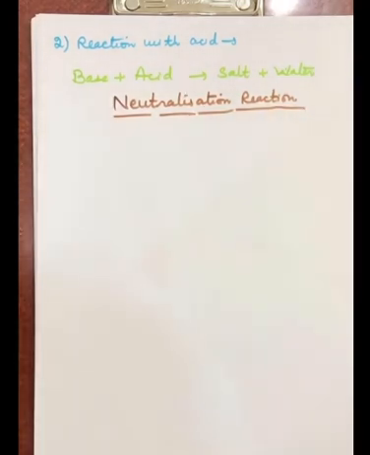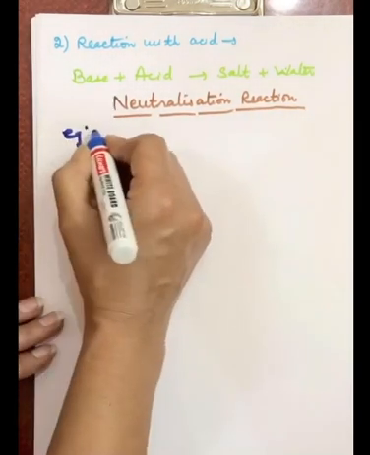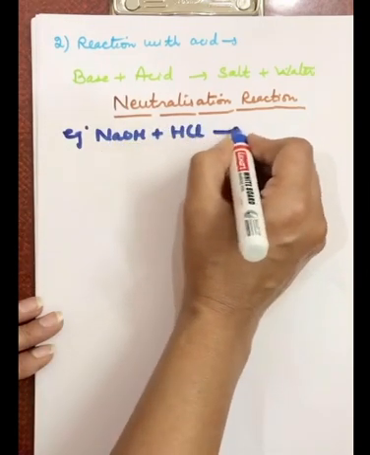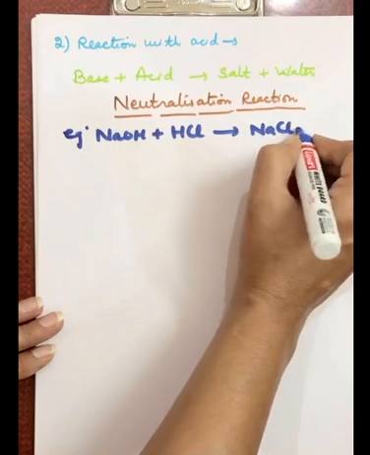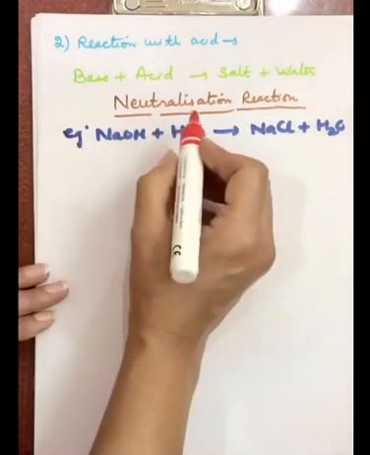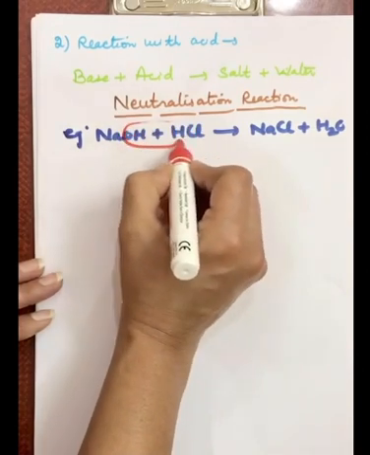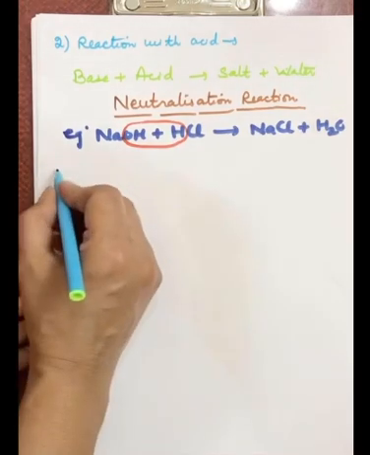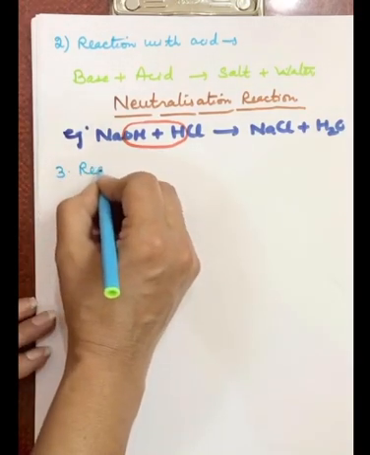An example of this is the reaction of the sodium hydroxide base with an acid like HCl, with formation of the salt NaCl and water.